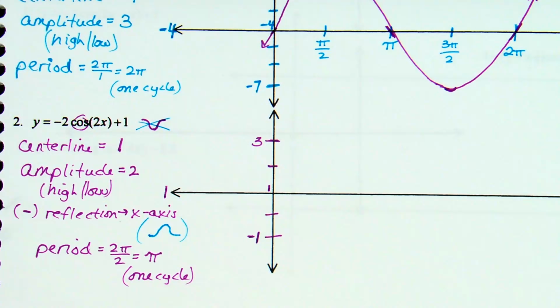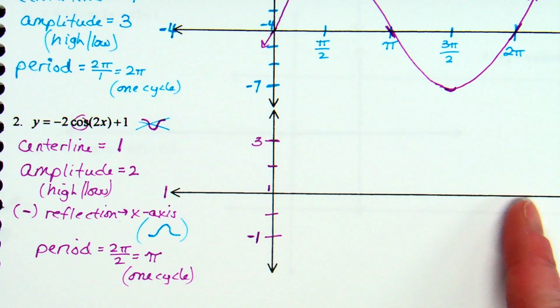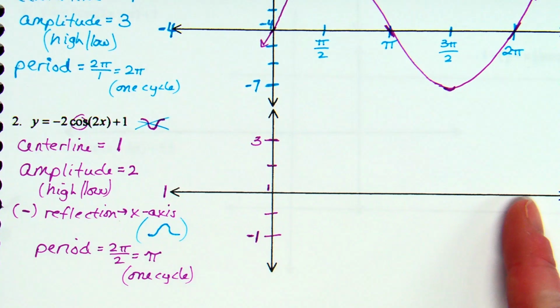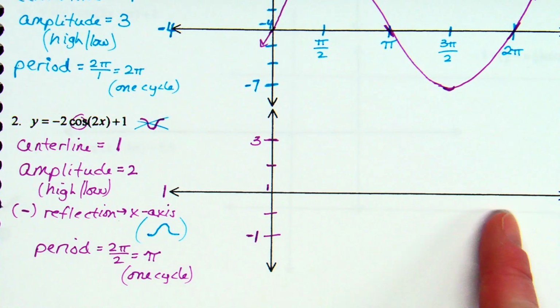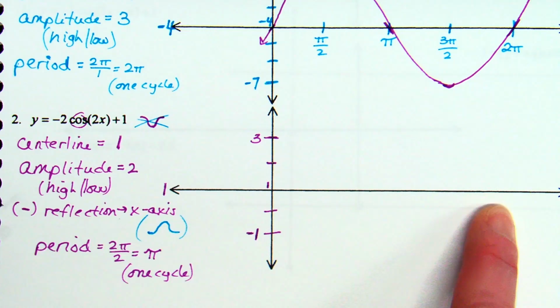Phase shift. Do I have a C value? Do I have anything added or subtracted in the parentheses? No, so no phase shift. Okay, so when I labeled it this time, I need to label from 0 out to pi if I'm just doing 1 cycle. Now, if you want, you could take the pi and stretch it all the way over where 2 pi was on the other graph. Okay, and what that's going to do is the cosine curve is still going to look normal. It's just going to be labeled differently.